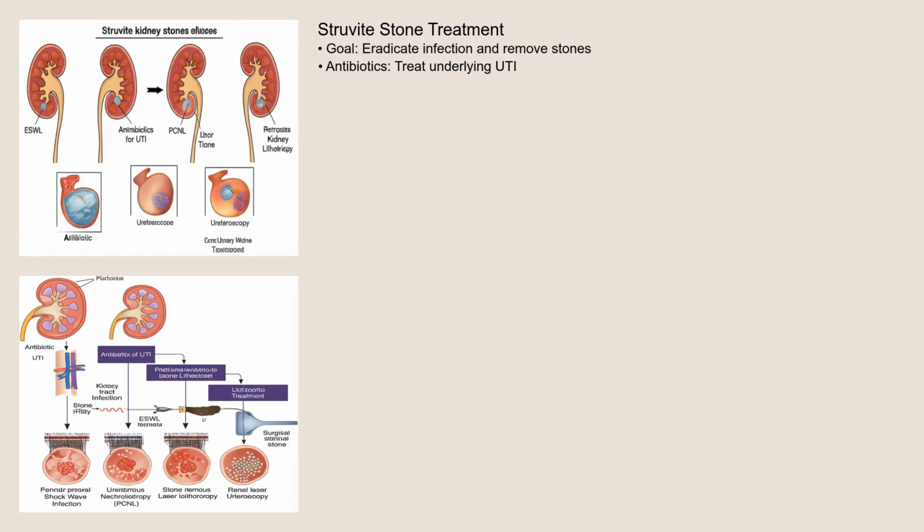Percutaneous nephrolithotomy, PCNL, is a surgical procedure where a small incision is made in the back to directly access the kidney and remove the stone. Finally, ureteroscopy involves passing a thin, flexible scope through the urethra and bladder to reach the stone in the ureter or kidney, allowing for direct removal or laser fragmentation.